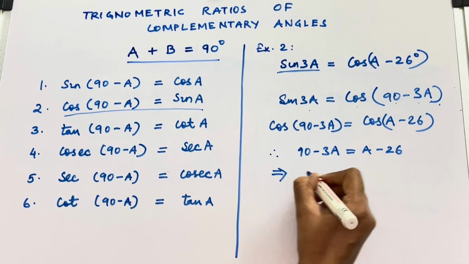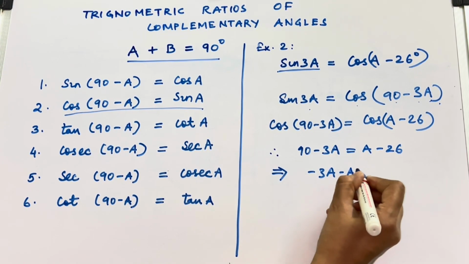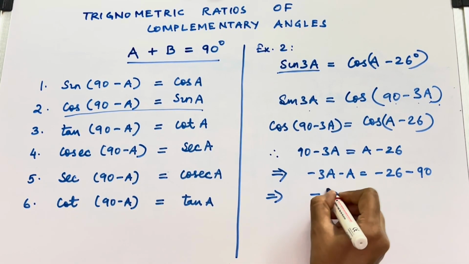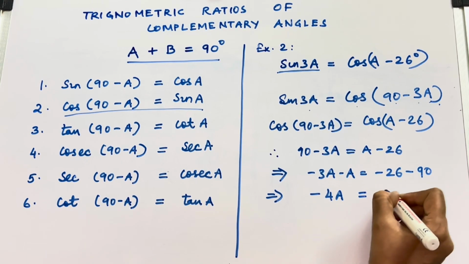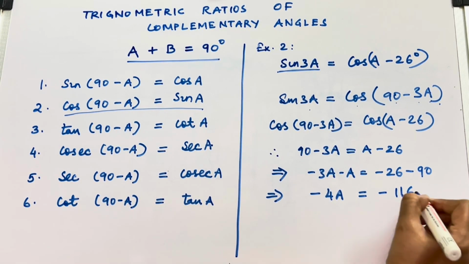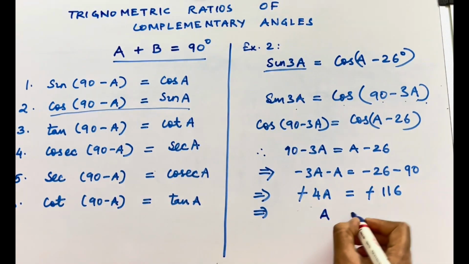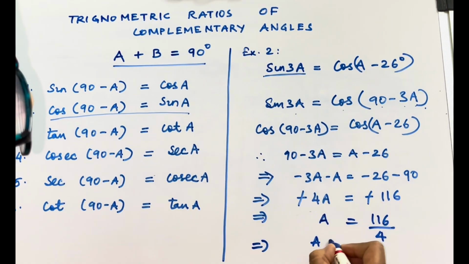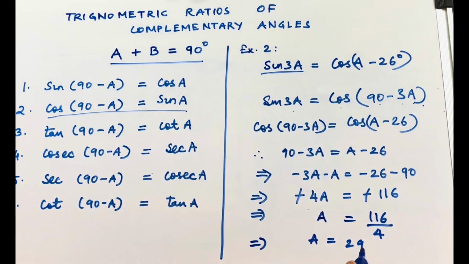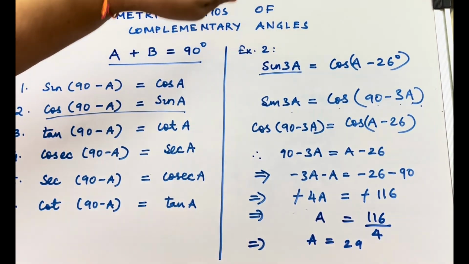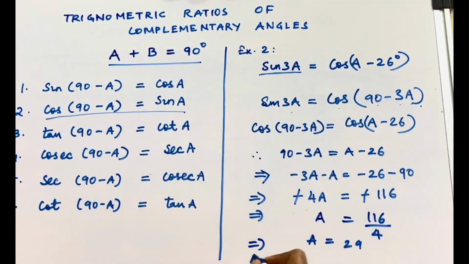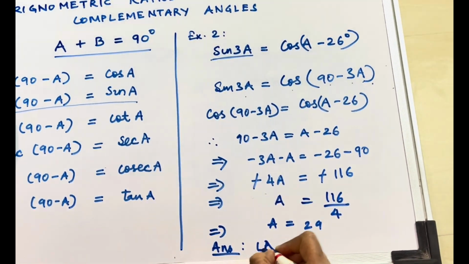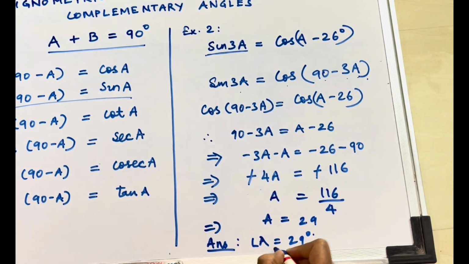We will solve it like any other equation. 3A minus A is equal to minus 26 minus 90. Here it will become minus 4A, which is equal to minus 116. Therefore, A is equal to 116 divided by 4. If we solve this, we get A is equal to 29. Our requirement was to find angle A. So, don't forget to write the answer and highlight it: angle A is equal to 29 degrees.